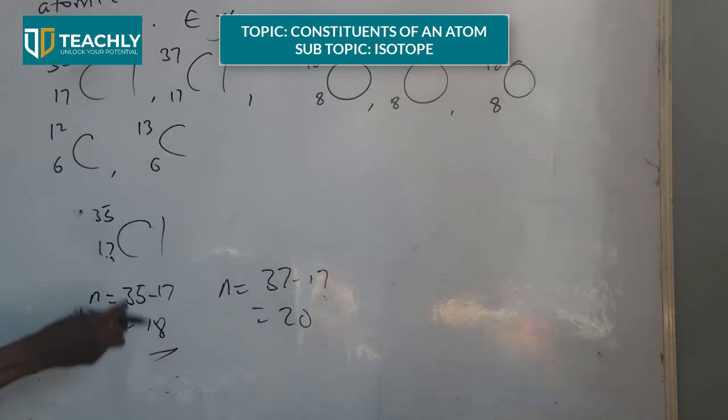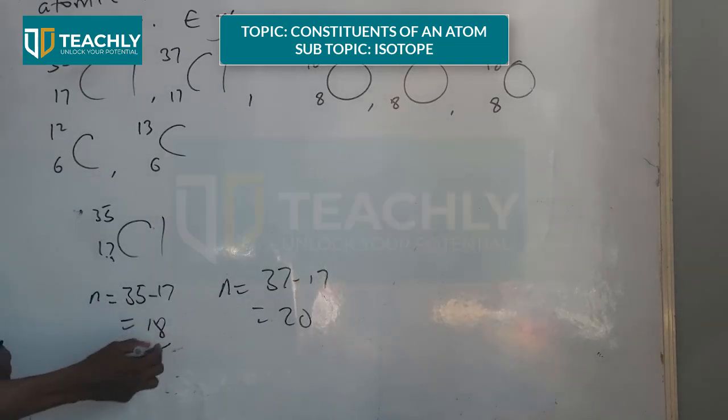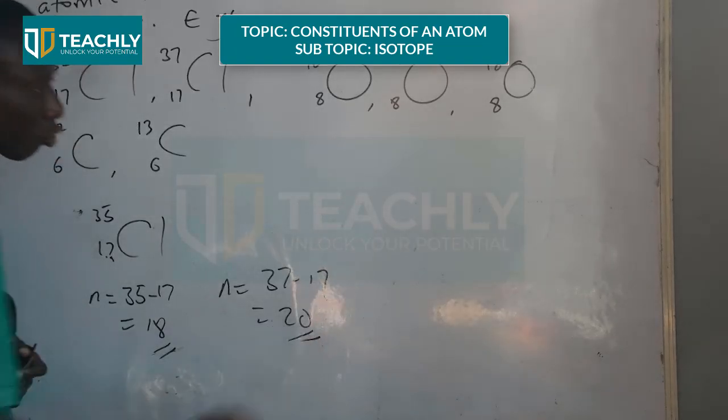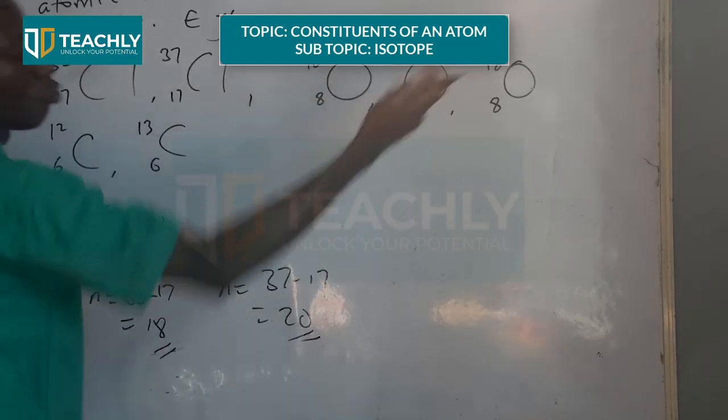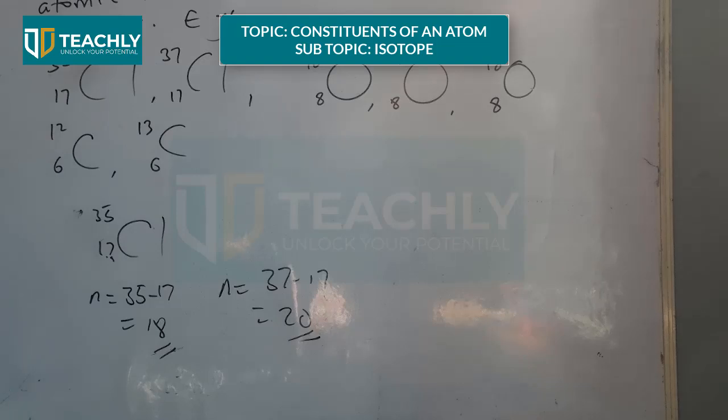That means you can have a neutron number of 18 and 20. Likewise, these two. So there is a slight varying number of neutrons in an element. Because of this, when an element has two or more different neutron numbers, that is what we refer to as isotopes.